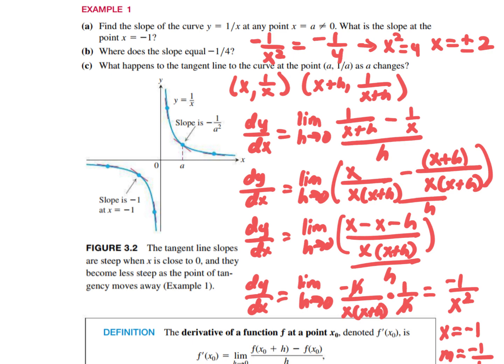Part C asks what happens to the tangent line to the curve at the point a, comma 1 over a as a changes. And I can see that my slope here would be steeper than my slope here. So as a gets to be a larger value, your slope is actually decreasing. Whereas when your a gets to be a smaller value, you can see that your slope is dramatically increasing.